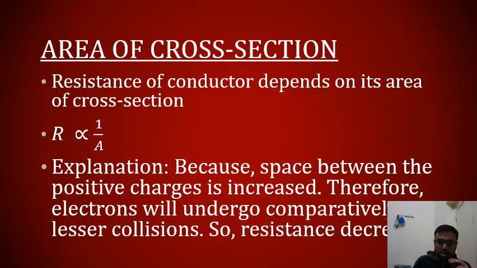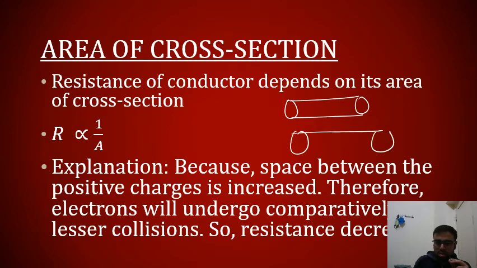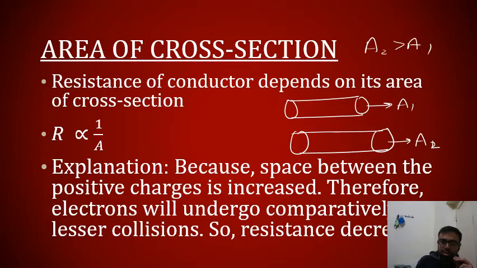So if we take two wires, one wire having cross section area A1, another wire with cross section area A2, so A2 is greater than A1. Due to the larger cross section area, the gap between the positive ions will be increased. So electrons will face fewer collisions. So the probability of colliding with the ions will be decreased.